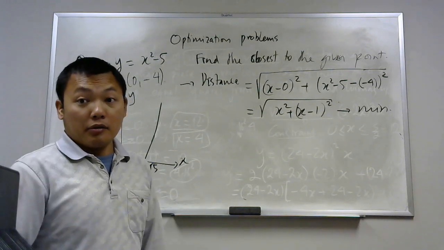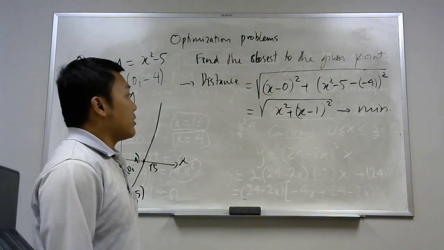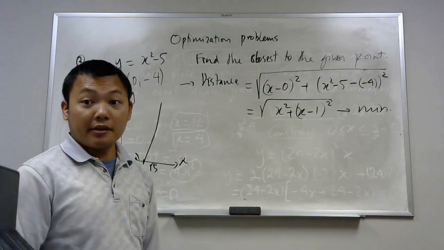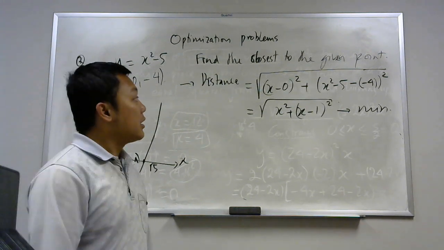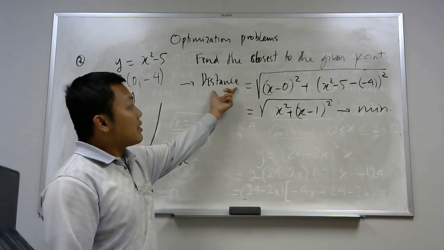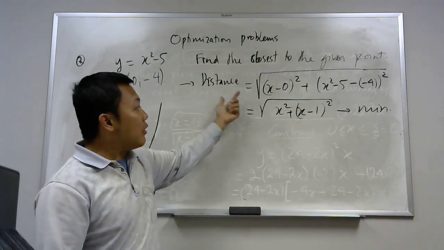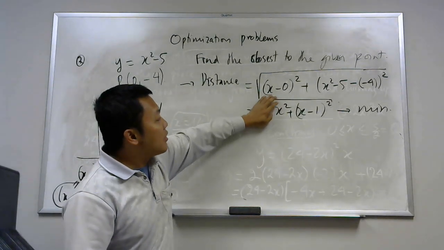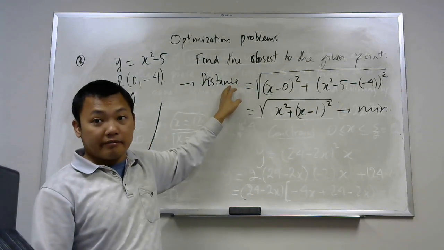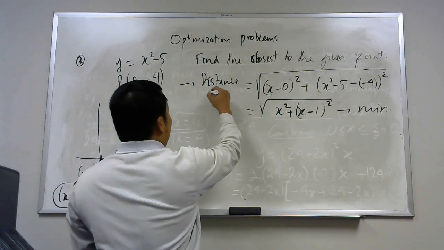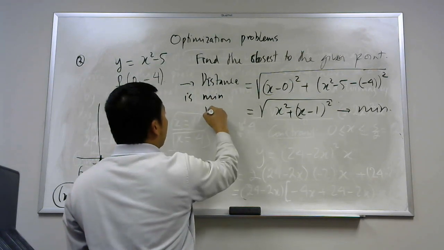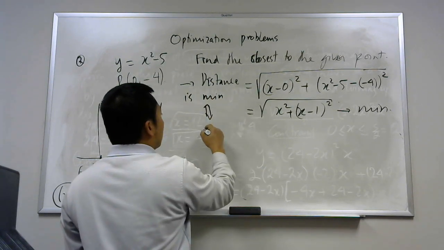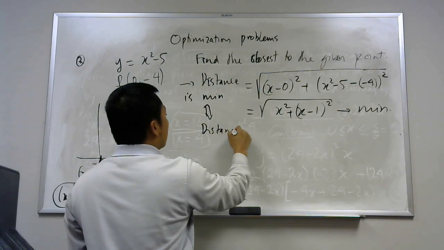But I don't like square root. I don't like square root at all because it's complicated to differentiate this function. So here's my observation. I say this distance is minimum if and only if the square of the distance is minimum.